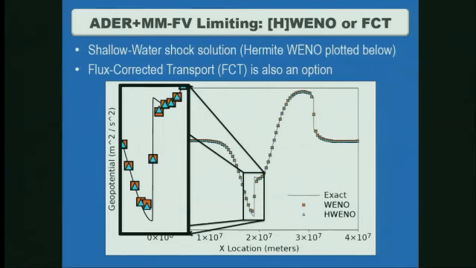Flux-corrected transport is another option for limiting, and I'm sure there's some sort of reconstruction. Paul has some interesting ideas about how to use a modal limiting for some of the limit the recovery operator itself, without having to use a stencil like Hermite-Weno or something.